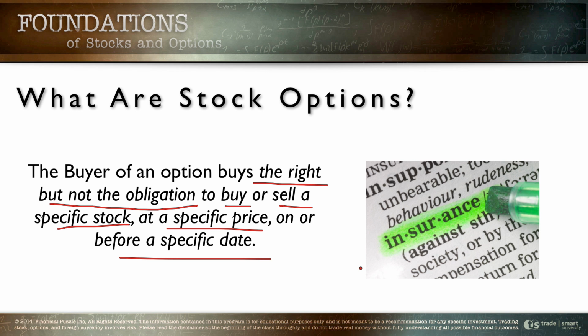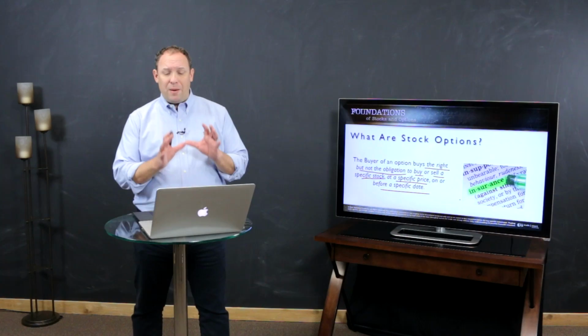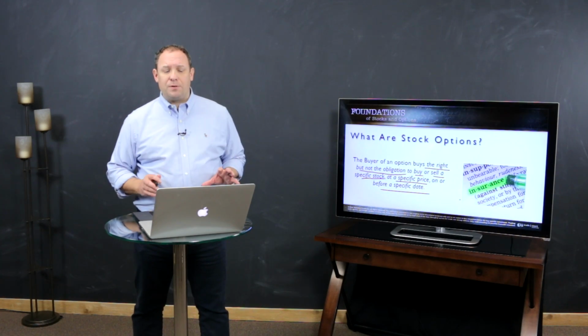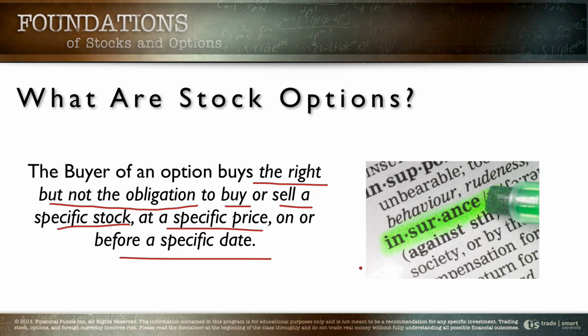Take a look at this definition. This definition explains everything that you really need to understand. We're going to expand upon it, but this is the basic idea of what a stock option is. The buyer of the option purchases the right, but not the obligation, to buy or sell a specific stock at a specific price on or before a specific date.